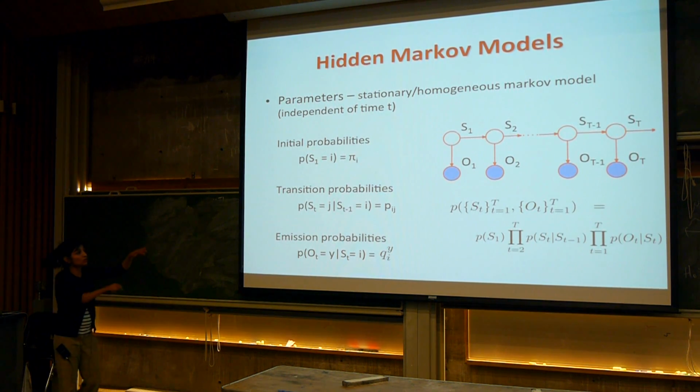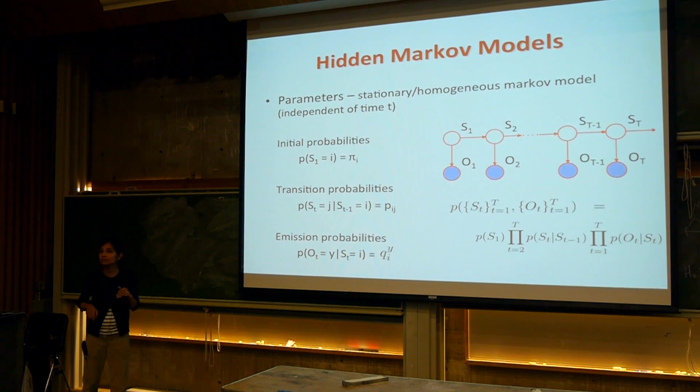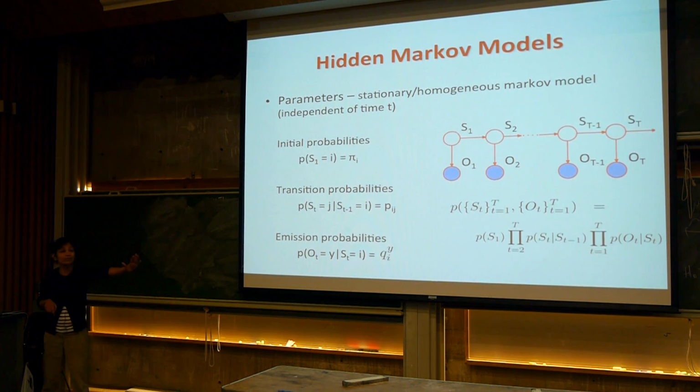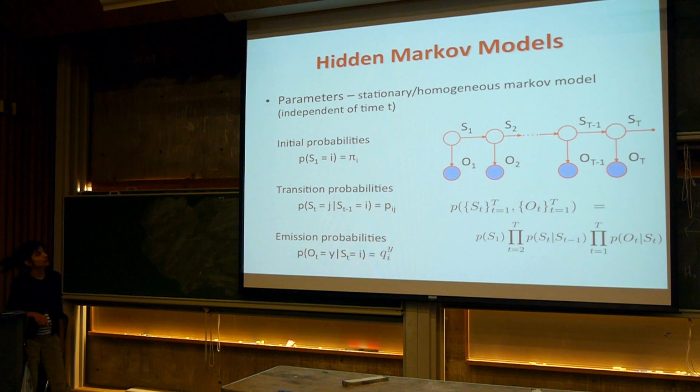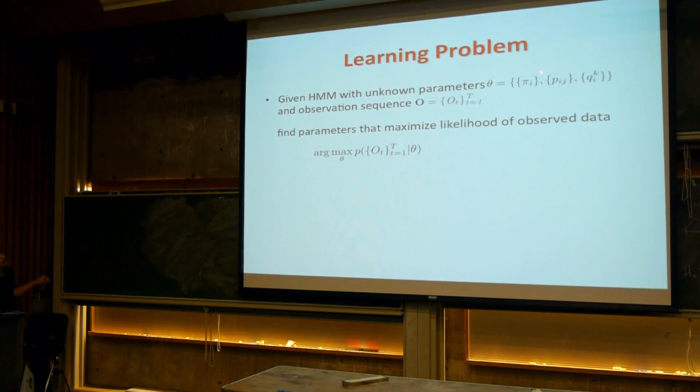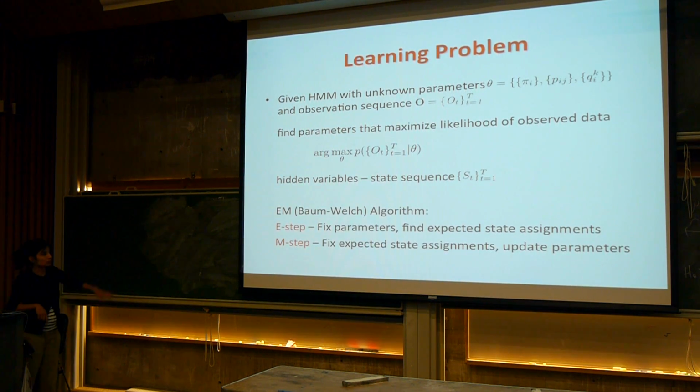And if I only gave you a bunch of such observations, and I wanted you to learn all of these parameters, how would you do it? You would use EM. Okay? So the learning problem would be, as I said, here are the parameters, and you're given these observations, and you're trying to maximize the likelihood of your observed data given theta, which is this set of parameters: initial, transition, and emission probabilities. And you have these hidden variables, which are the state sequences. So we are going to use EM.